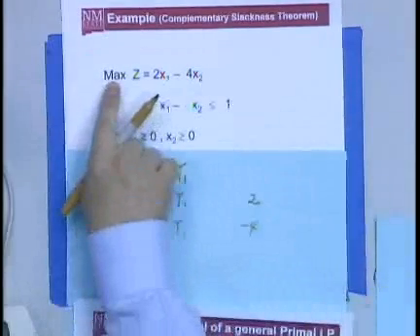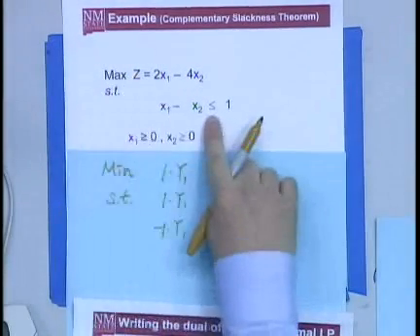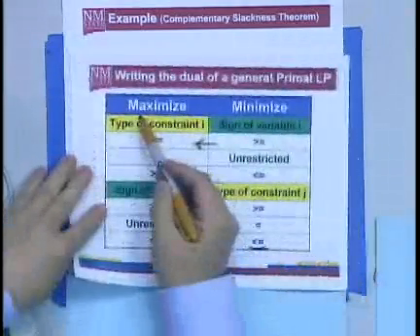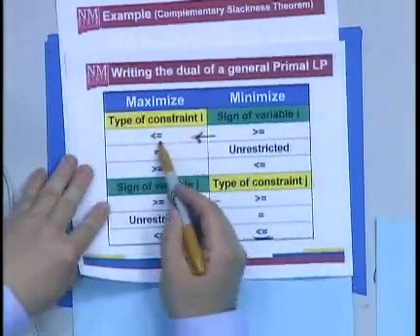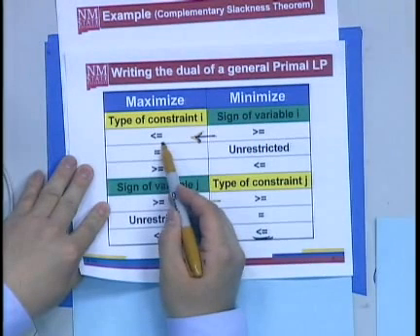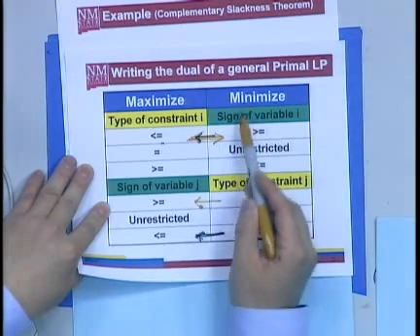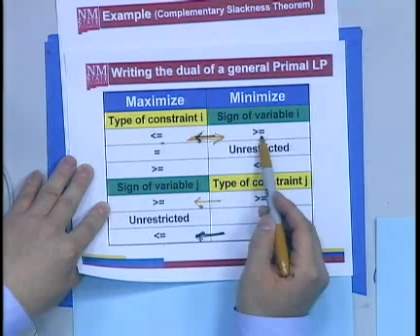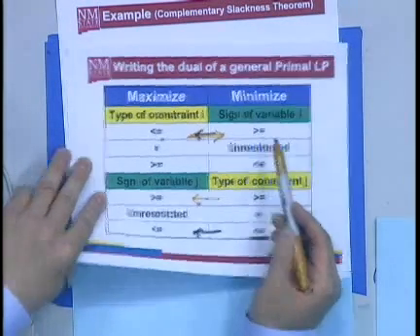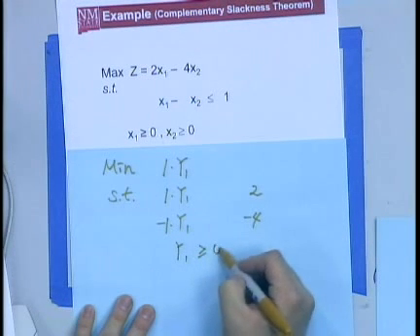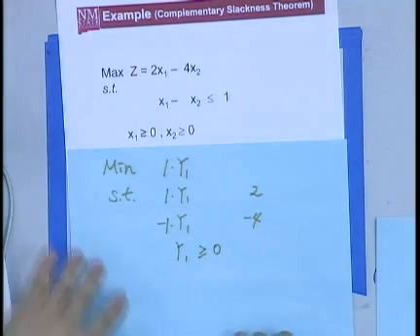And in the maximization problem, the constraint is a less than or equal sign, right? In the maximization problem, we have a less than or equal constraint, which implies that in the minimization problem, we will have a greater than or equal sign for the variable. So y1 should be greater than or equal to 0, right?